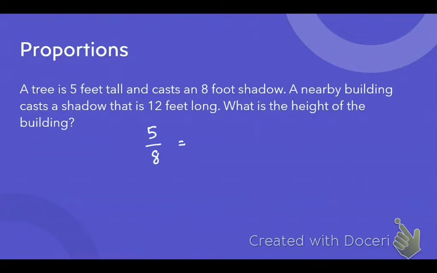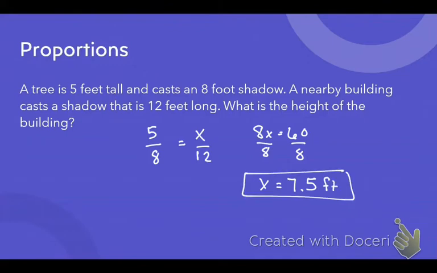So on my first ratio, I went height over shadow. So guess what I have to do on the other side? Height over shadow. So 12 goes on the bottom. Now I can do my cross products. 8x equals 60. Divide both sides by 8, and I should get 7.5. That's halfway between 56 and 70, or 64. Can anybody verify that? It should be 7.5 feet. X is 7.5 feet. All right. Questions? Because you're about to practice some of these in IXL.